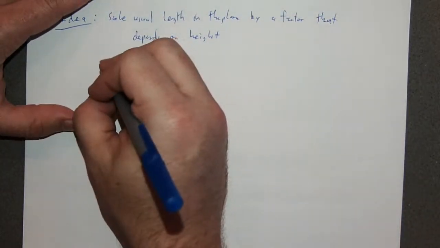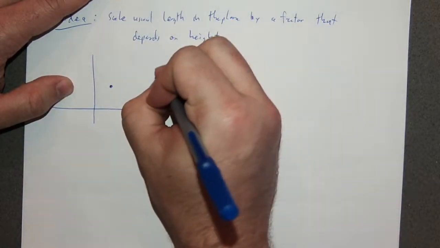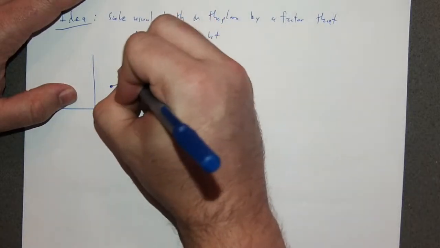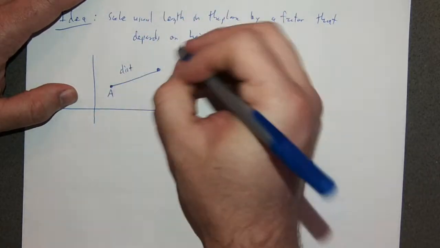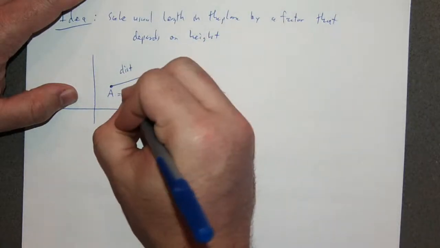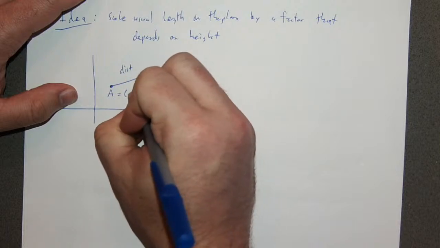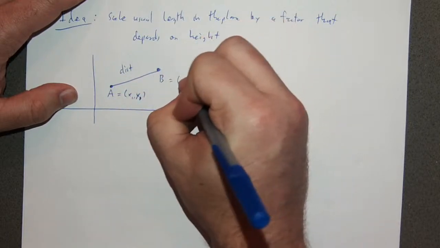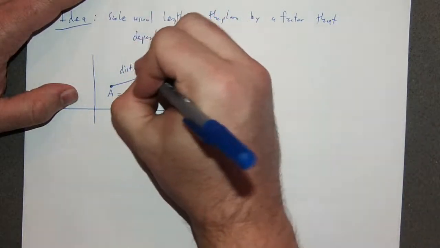So let's take the usual distance between 2 points. So I have the distance between, we'll say, point A and point B. Now point A and point B have x and y coordinates, so A is, we'll say, (x1, y1), and we'll say B is (x2, y2). Okay, and so this is the distance between A and B.